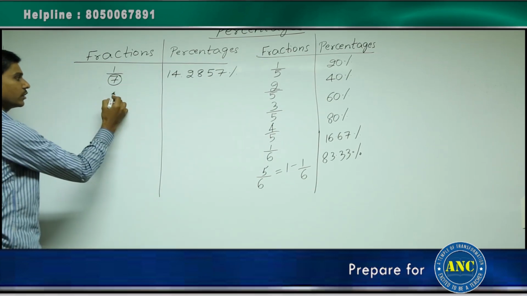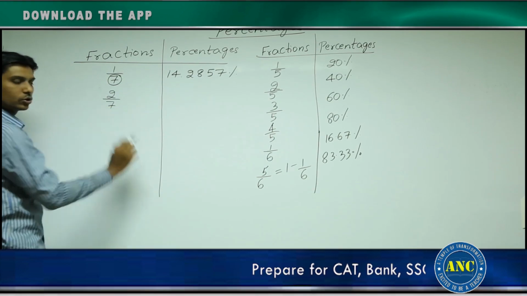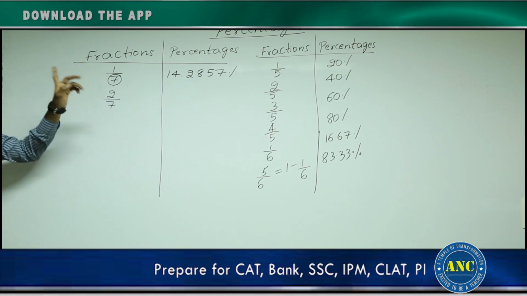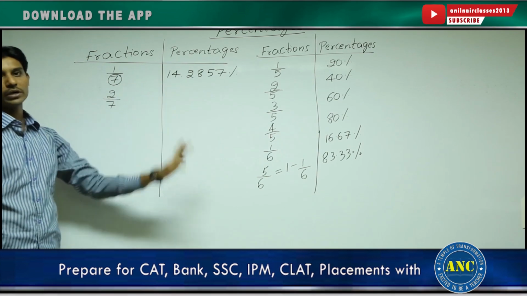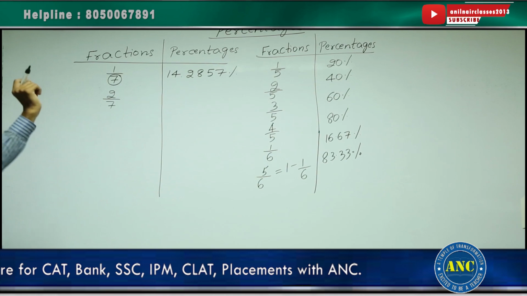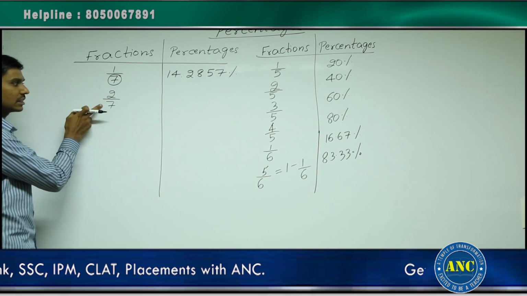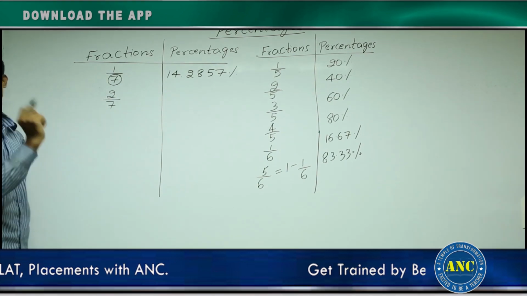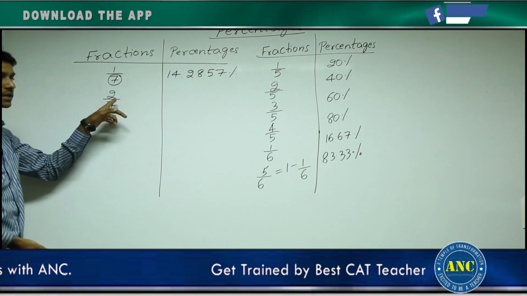Right? See here. Suppose I want to find 2 by 7. Listen to this carefully. One way is to find 2 into 1 by 7, that is 2 into 0.142857. That is one way of solving. The other way: see here, 2 by 7. Assume the numerator as 20. It becomes 20 by 7.